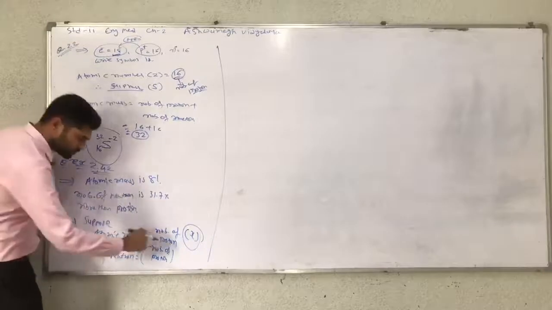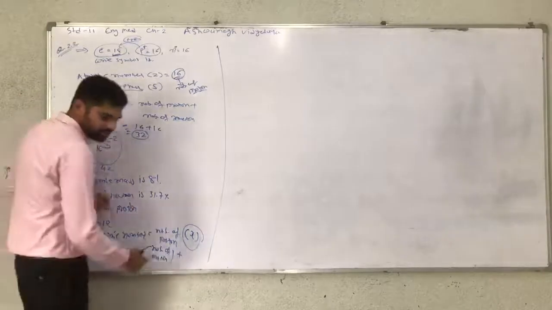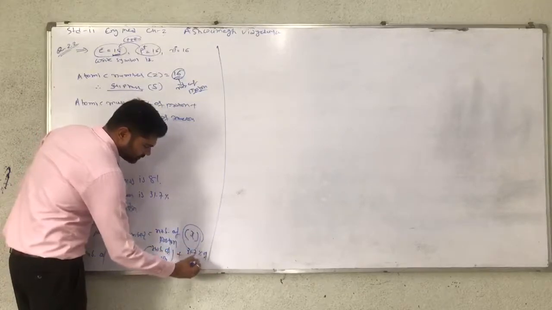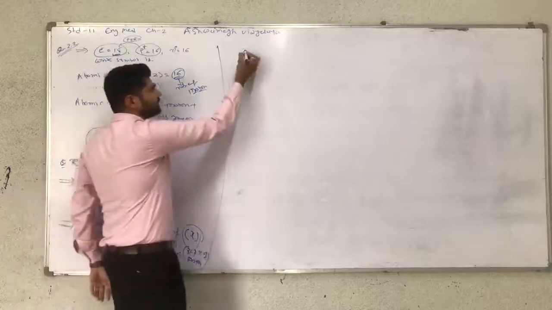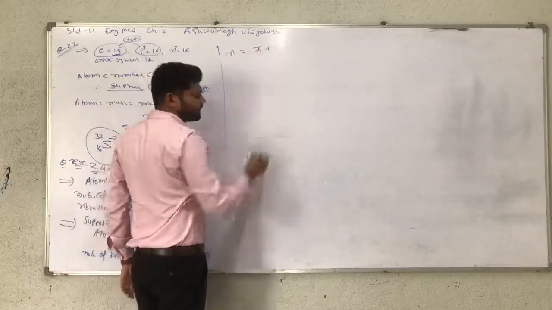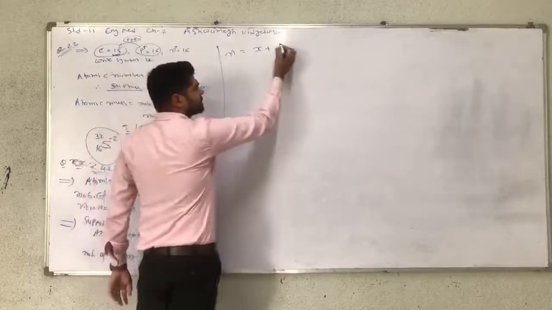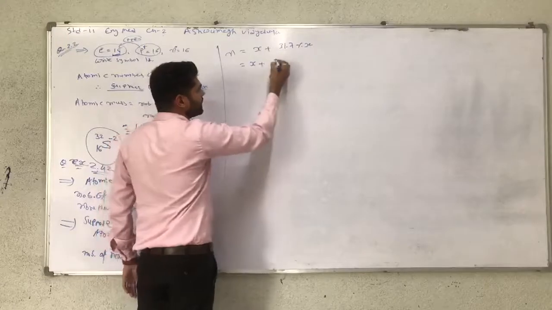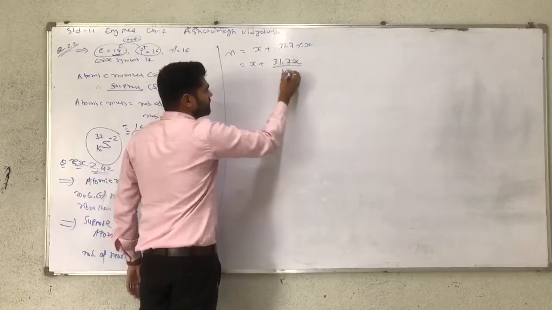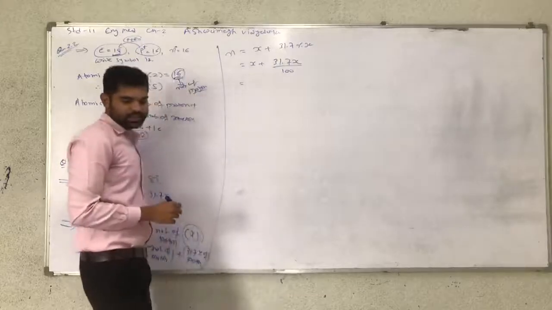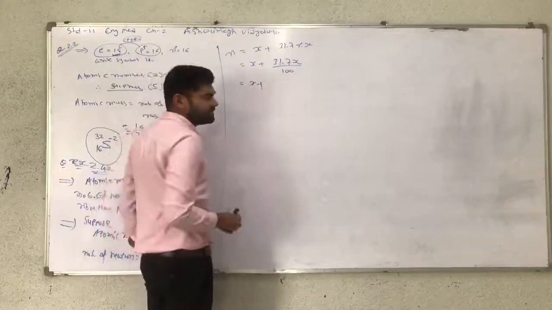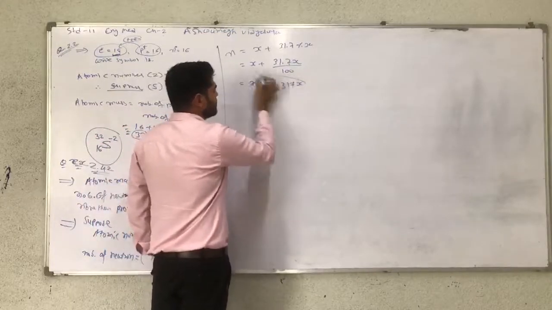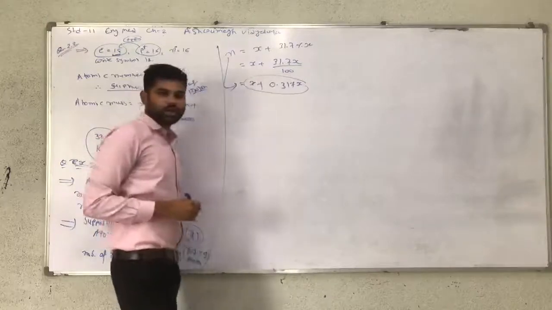The relation of neutrons is 31.7% more than protons. So the value of protons plus 31.7% of protons. So we take neutrons N is equal to proton X plus 31.7% of X. So the percentage is removed: 31.7 times X divided by 100. So the answer is X plus 0.317X, which is the number of neutrons.